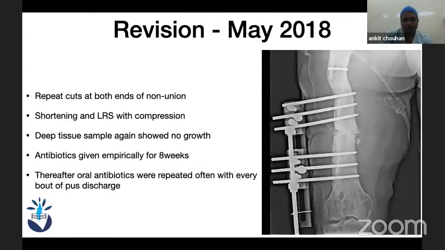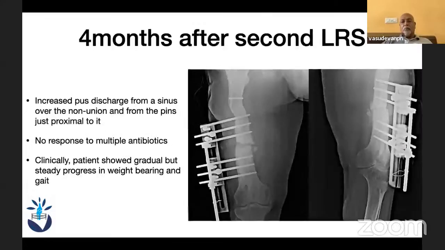So did the same surgery again, freshened up the bone, put on a 2-clamp LRS this time in compression mode only. Again took a pus culture from the bone, deep pus culture, but it was negative. But continued antibiotics empirically for 8 weeks this time. 4 months after the second LRS, this was a picture which was showing increase in the lysis around the fracture site.